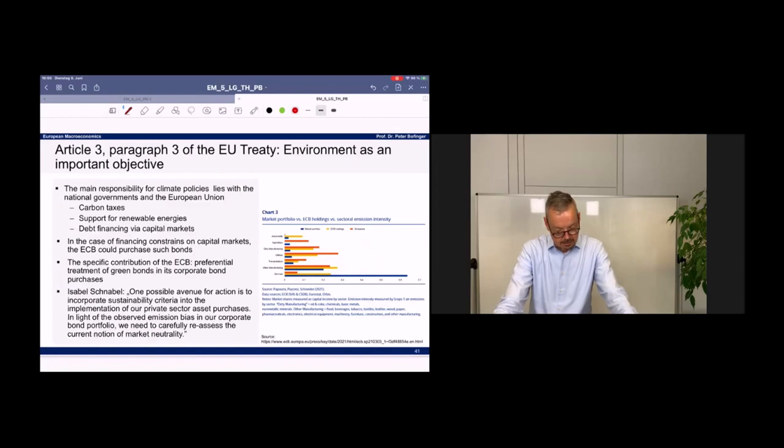In a lecture that Isabel Schnabel has given, she showed that right now the ECB's holdings of corporate bonds have a bias towards industries that have very, very high emissions. What she shows is emissions that are relatively higher than the average emissions of the total economy. So there is right now not a neutrality in the bond purchases.